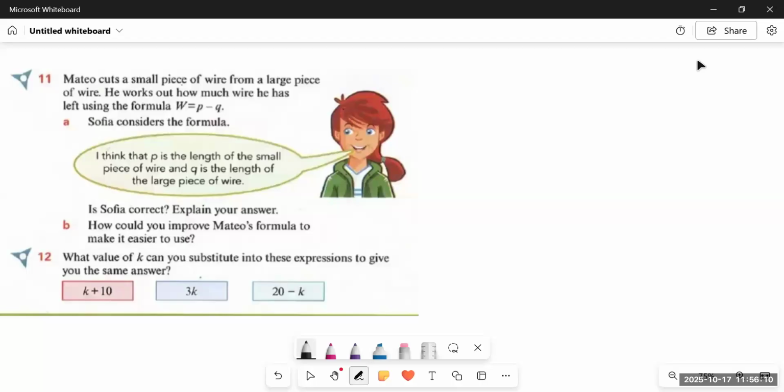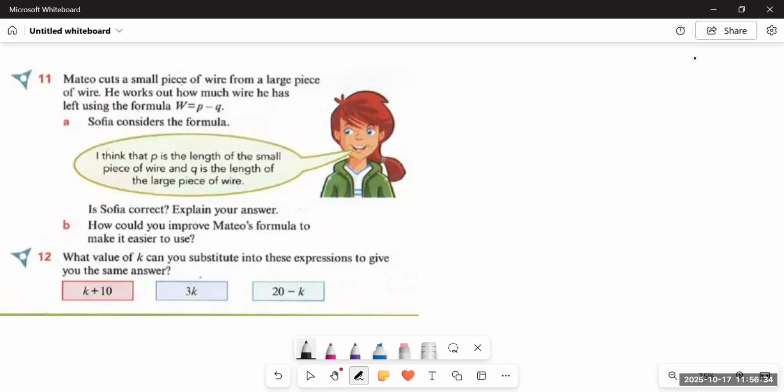Here comes question number 11. Mitoy cuts a small piece of wire from a large piece of wire. He works out how much wire he has left using the formula W is equals to P minus Q. So if you consider the formula, I think that P is the length of the small piece of wire and Q is the length of the large piece of wire.